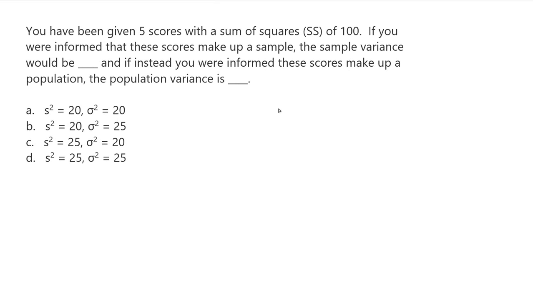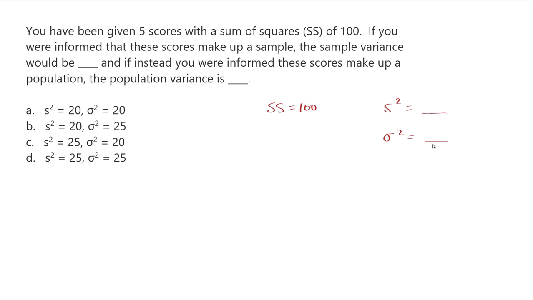You've been given 5 scores with a sum of squares of 100. So we've got a sum of squares equal to 100. If you were informed that these scores make up a sample, the sample variance would be what? So the sample variance is how much? And if instead you were informed that these scores make up a population, the population variance would be how much?